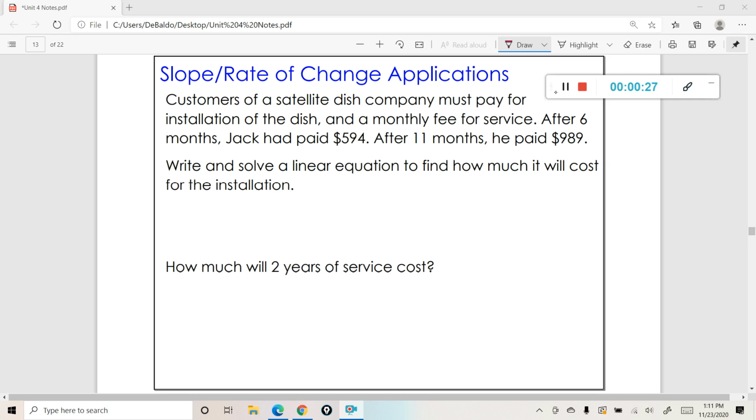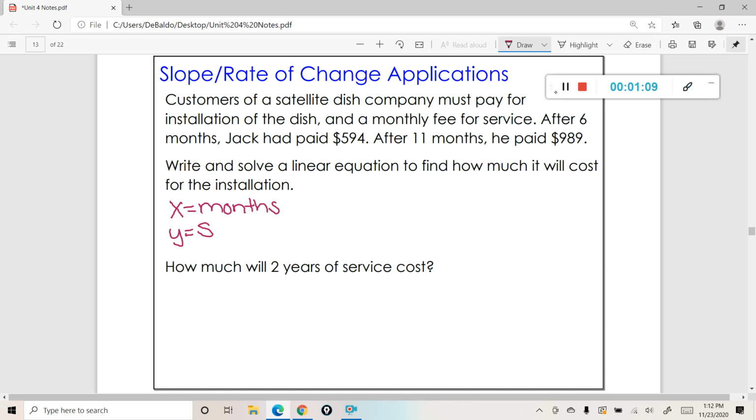$989. Here we want to write and solve a linear equation to find how much it will cost for the installation. Then we want to ask, how much will 2 years of service cost? So let's begin by talking about the variables in this problem. There are 2 variables: months, and the money that Jack has to pay. So let's indicate that first by writing that our X variable is going to represent the months, and the variable Y is going to represent the money that is paid.